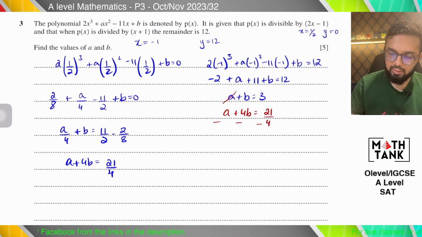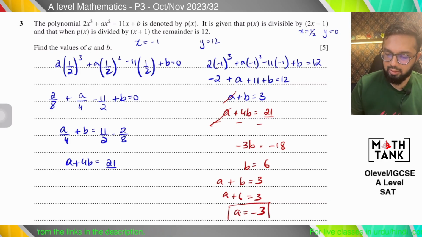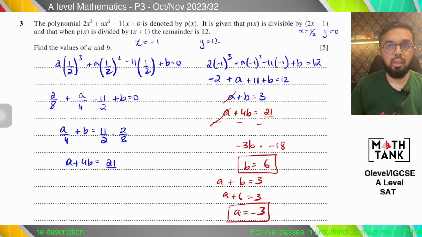Changing the signs, I think this 4 is also going to vanish. b equals 6, and so that's a and that's b, and those are the correct answers.